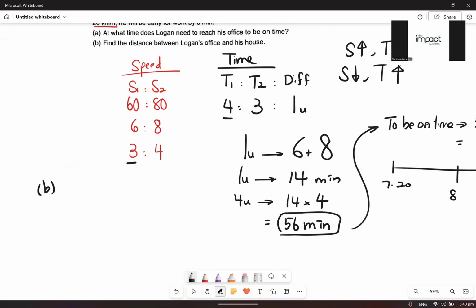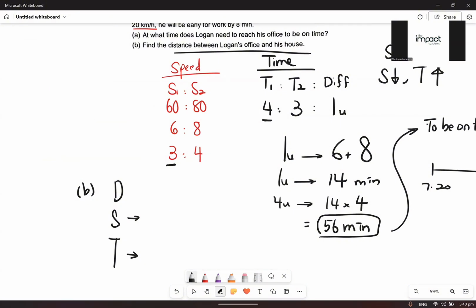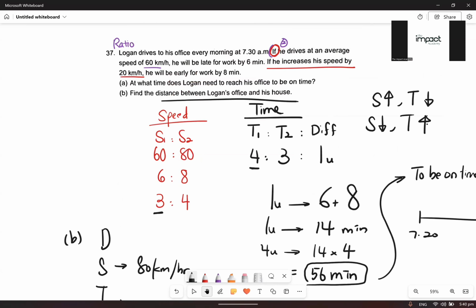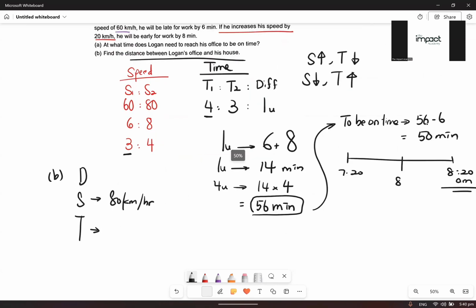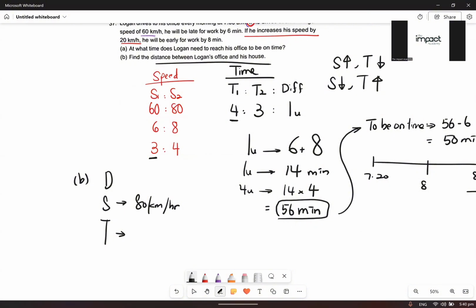Now let's go to B, the distance between. If I want to find distance, I need to quickly write out first: do I have my speed? I definitely have my speed, right? What is my speed? You know that it's 60 kilometers per hour. Or 80, fine, you can use 80 also, whichever. All right, what is the time? How about we use 60? We can use 60, both work, to be honest.